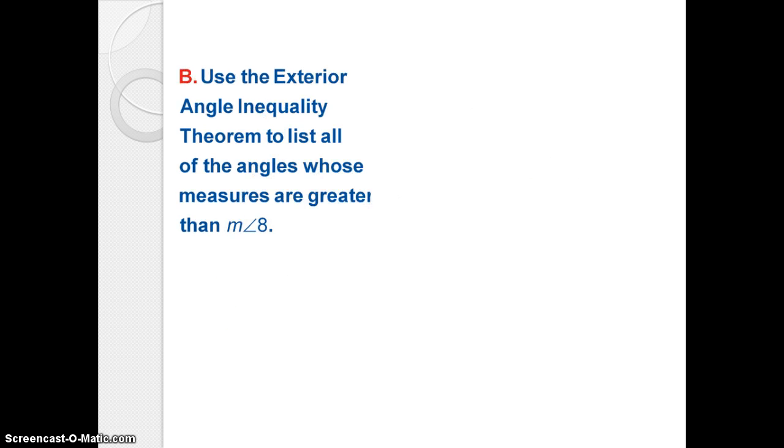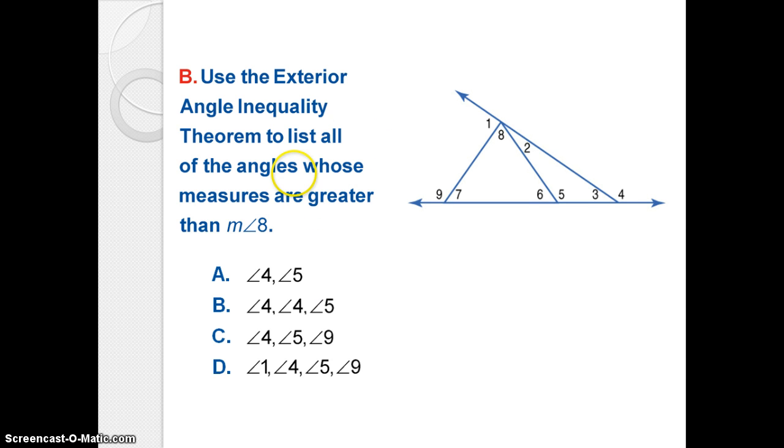Let's try another one. Use the exterior angle inequality theorem to list all the angles whose measures are greater than 8. So 8 is going to be a remote interior angle, which means we need to list all the exterior angles. So one exterior angle would be 9. Another exterior angle to this would be 5. And another exterior angle to this would be 4. Those are the outside angles that are opposite of 8. So your answer would be C.